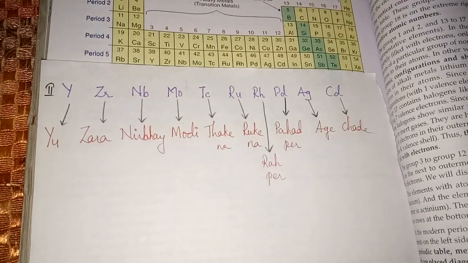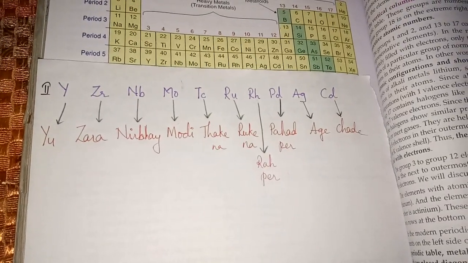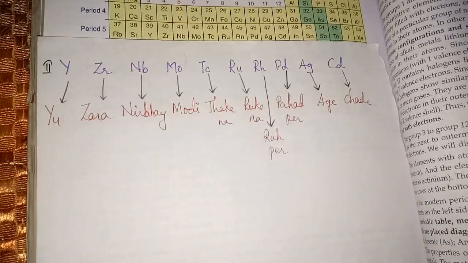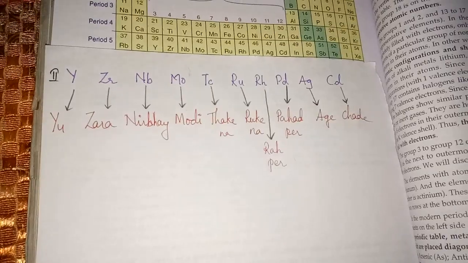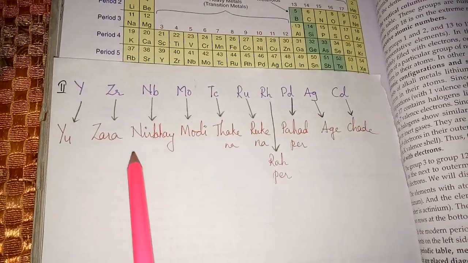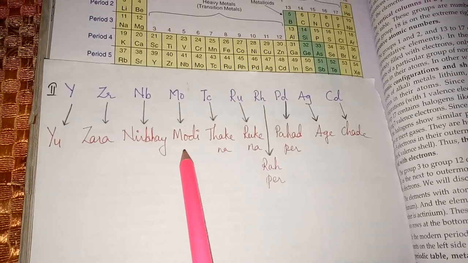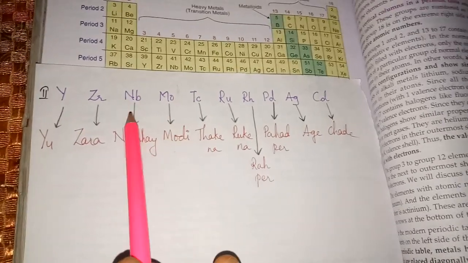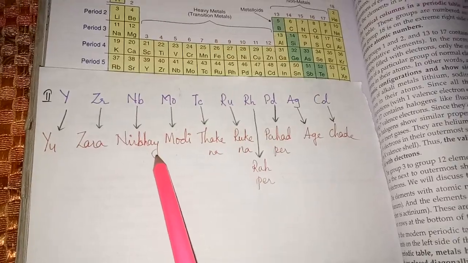Now comes your second series. It starts with yttrium and ends at cadmium, and the mnemonics goes like this. You zara Nirbhay Modi. Nirbhay Modi, or you can learn it as Narendra Modi, but it is Nb, so we can go with Nirbhay Modi.